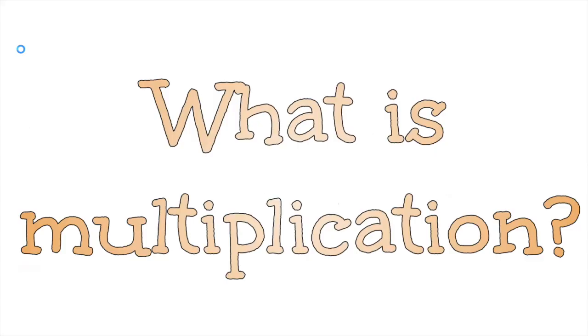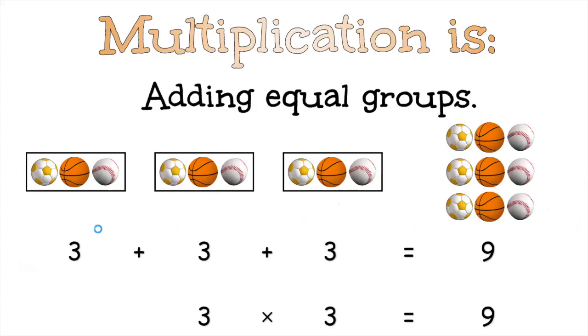So let's start off with the question, what is multiplication? Multiplication is adding equal groups. For example, here we have a group of 3 plus a group of 3 plus a group of 3 to equal 9. What that can be translated into is 3 times 3 is 9. And how that is translated is that it is 3 times a group of 3 to equal 9.